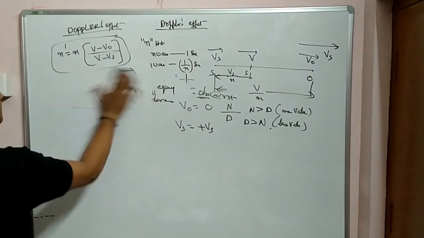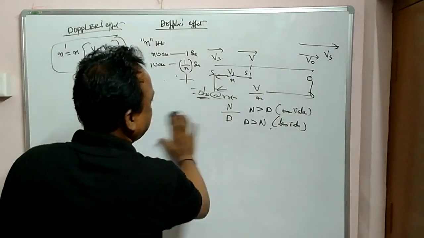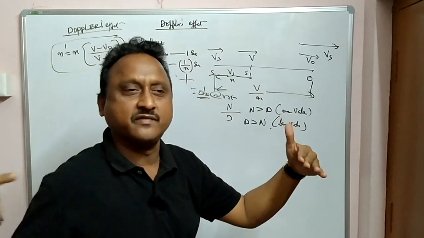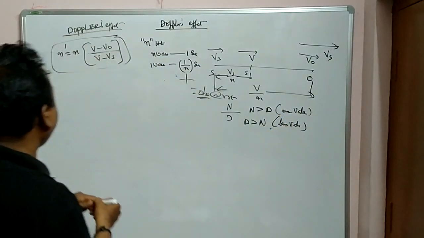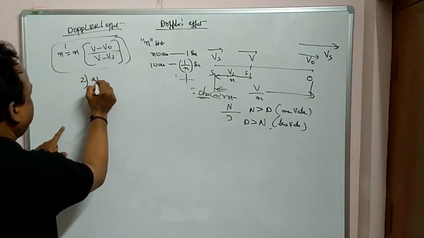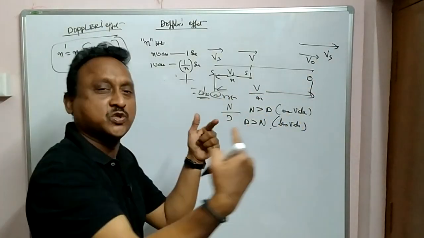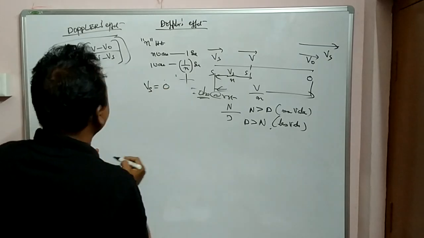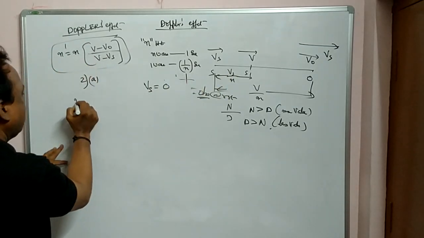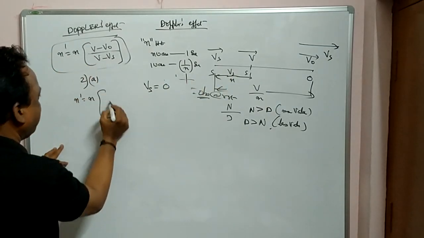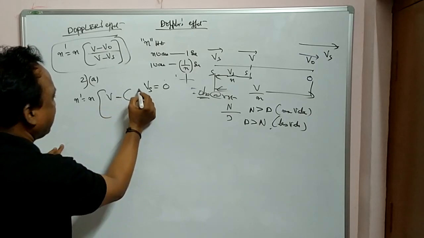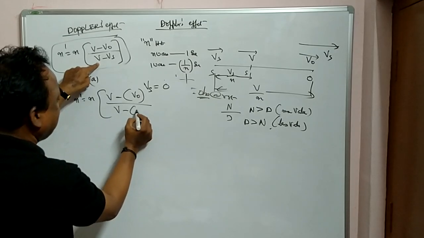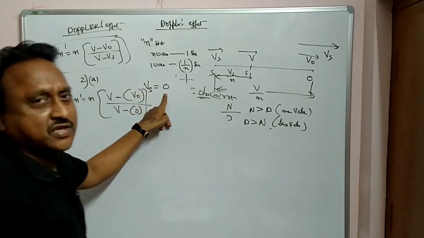Let us see case 2. Now in case 2, the train is at rest and the observer is coming towards the train. So the A bit of the second case is that the observer is coming towards the source of sound at rest. Source of sound at rest means Vs is equal to 0. V0 is in motion. So then what happens? N dash is equal to N into V minus, we'll put the value, V0 by V minus 0, because the source of sound is at rest.